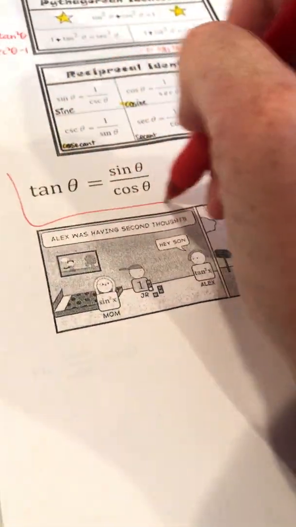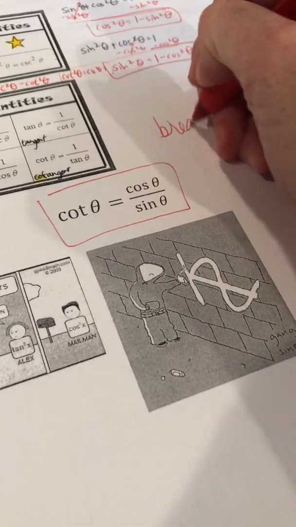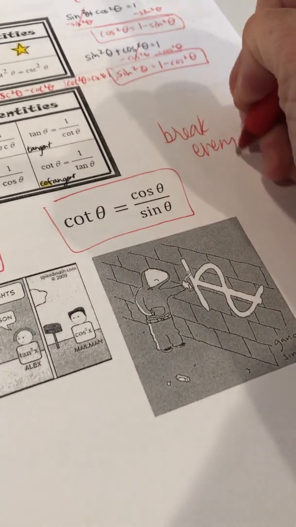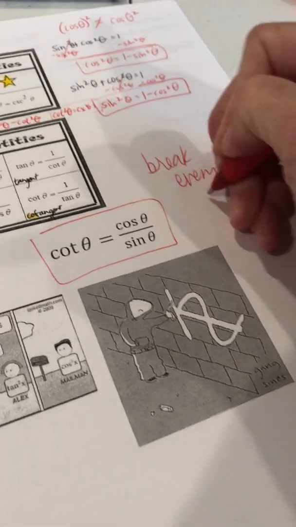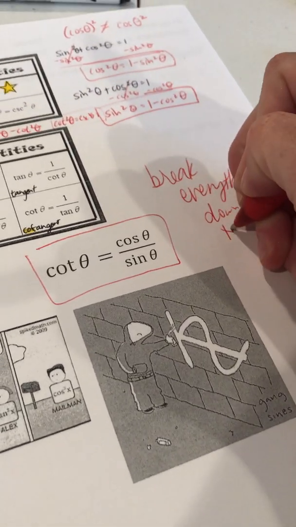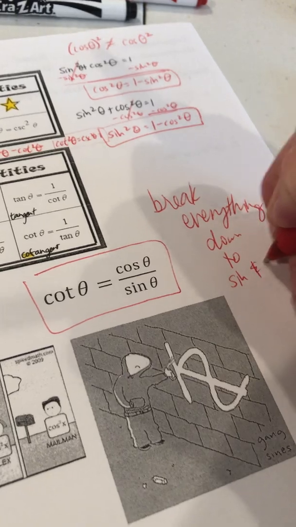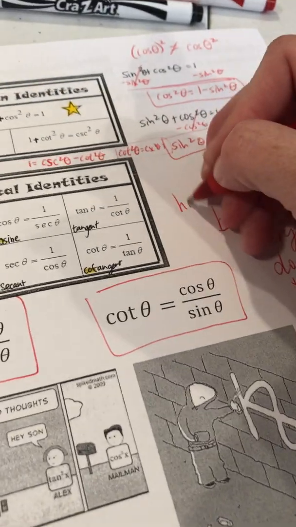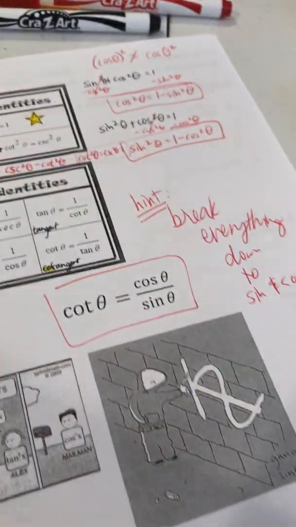Here's the trick to this though. There's tangent and cotangent, but we want to break everything down to sine and cosine. This is my hint. Okay.